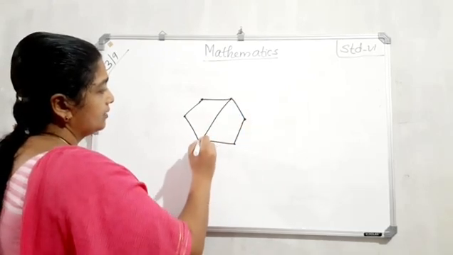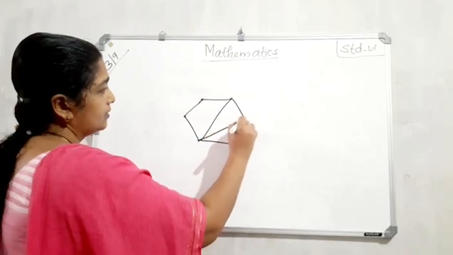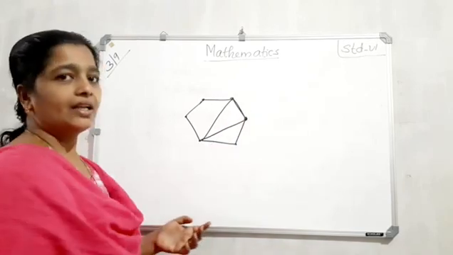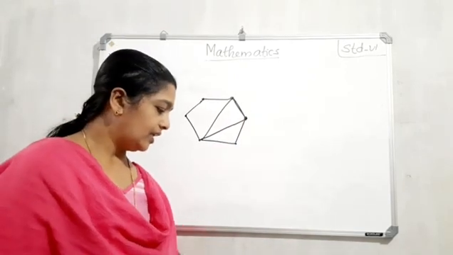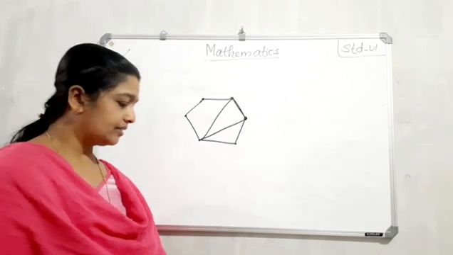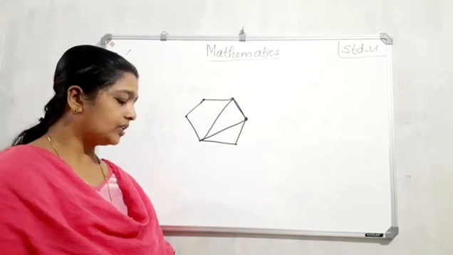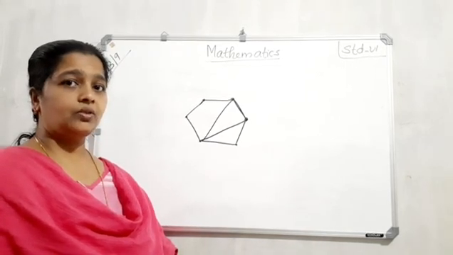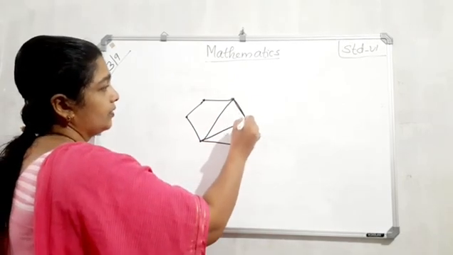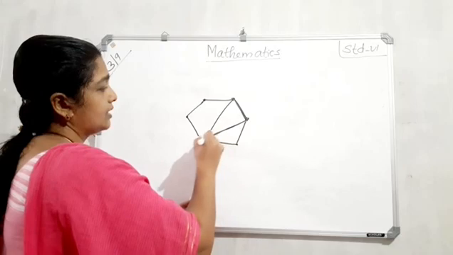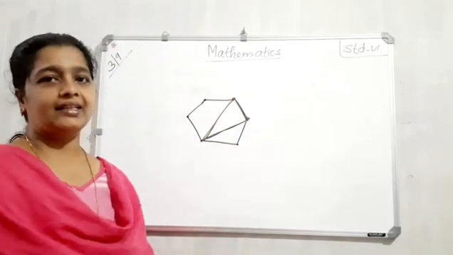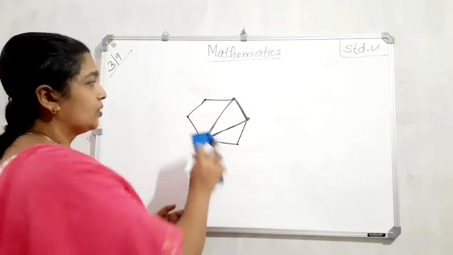So here 1, then 2, then we can connect these vertices. Understand? Yes. Then draw a triangle. Then identify the type of triangle you have drawn. So I have drawn it here, then here. This is the triangle. 2 sides are equal. That is known as an isosceles triangle. Understand? Yes.